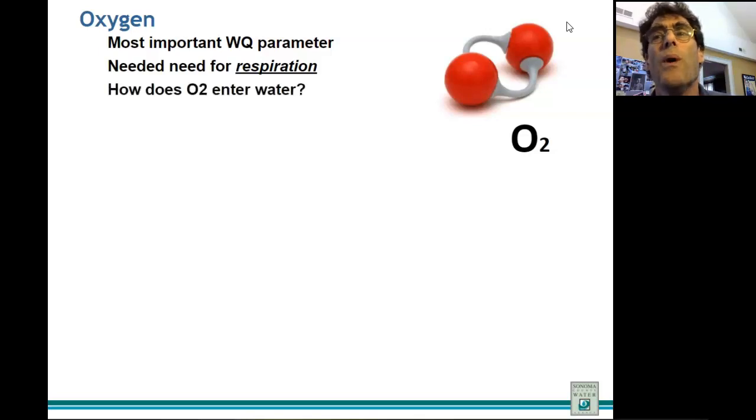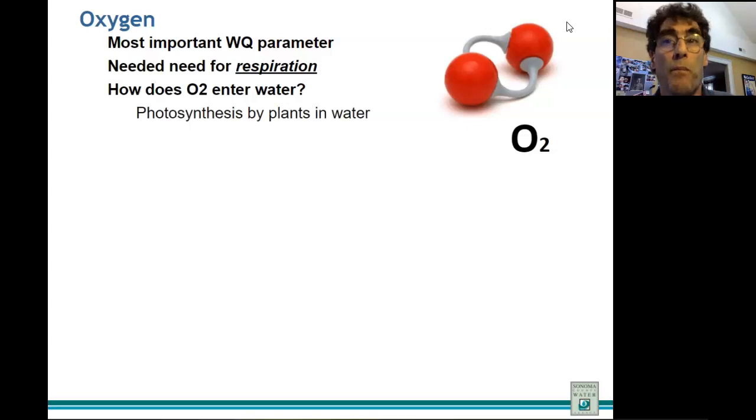So how does it get in the water? We need to know this too. How does oxygen get in the water? Any ideas? Give me an idea of how you think oxygen gets in the water. Write it down. So one of them is through photosynthesis. There are plants in the water. There could be algae in the water. We've talked about that. So photosynthesis by plants in the water will put oxygen in the water.